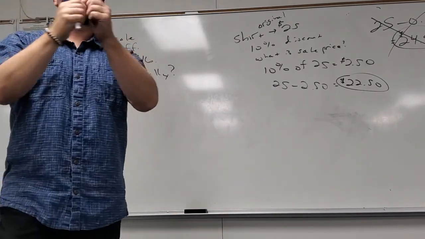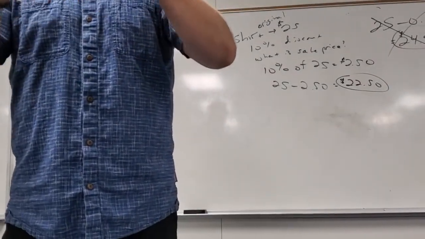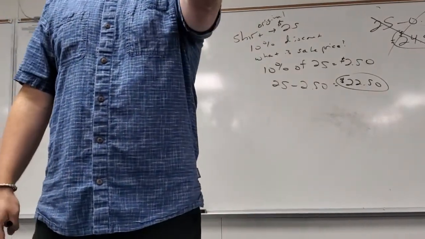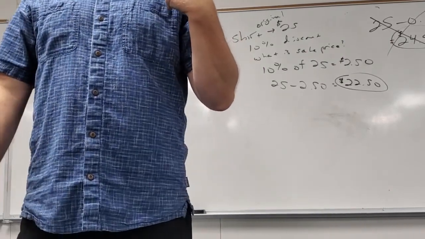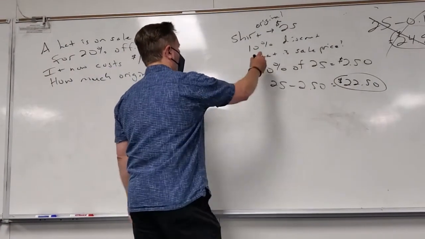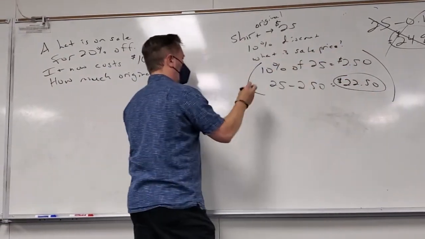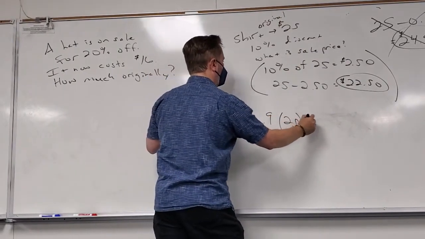Now, answer me this. If I took 10% off of something, how much of the price is left? If I take 10% of something away, how much is left? 90%. So I could have done this instead. This is beautiful. There's not a thing wrong with this work. Beautiful. But I could have done 0.9 times 25 in the first place.